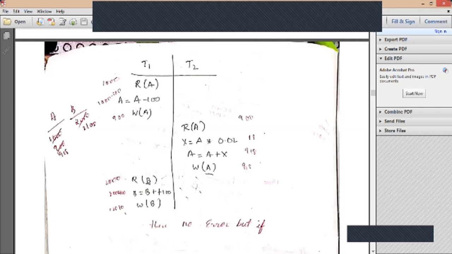That's what is called write read conflict. What happened here? The write operation by transaction T1 has been done, that is 900. That data is read by transaction T2. This transaction T2 is reading the data which was updated by transaction T1, so basically it is reading some stale value. That is nothing but write read conflict.